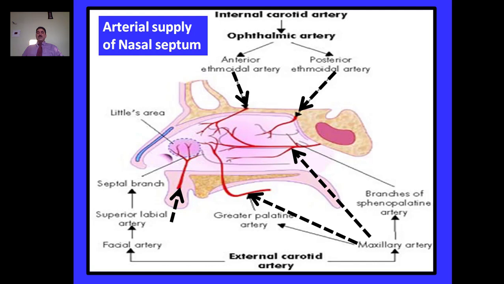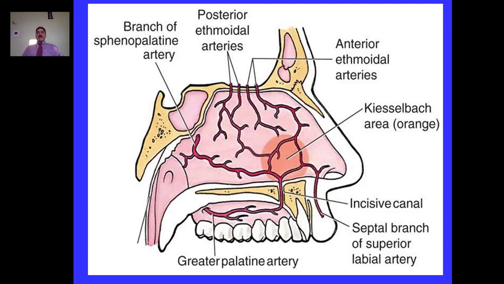It also receives blood supply from the superior labial, greater palatine and sphenopalatine arteries, which are the terminal branches of the external carotid artery. As already said, the arterial supply of the nasal septum is very important clinically because the anterior inferior quadrant of the nasal septum is the commonest site of bleeding in epistaxis.